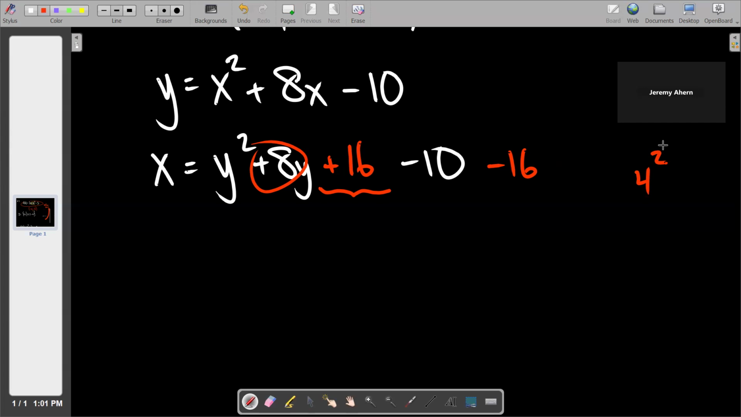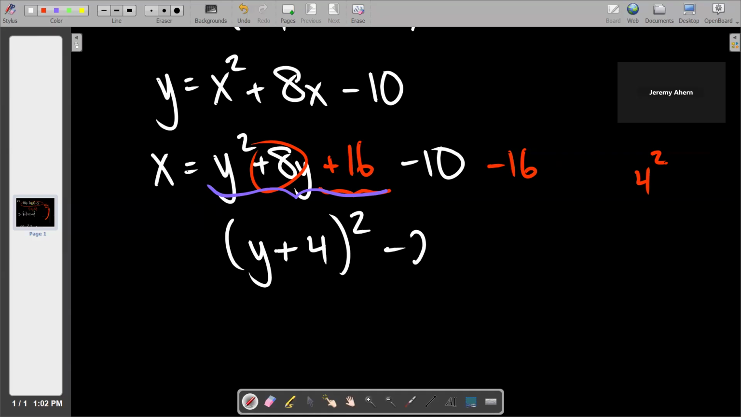Okay, so give me a couple more minutes and then I'll get you out of here on time. Okay, so let's wrap this up. So what replaces all of this right here? Negative 10 plus 4 squared minus 16, so minus 26. Okay, let's finish this off. What's the next thing we do? We add 26, so we now have x plus 26 equals y plus 4 squared.